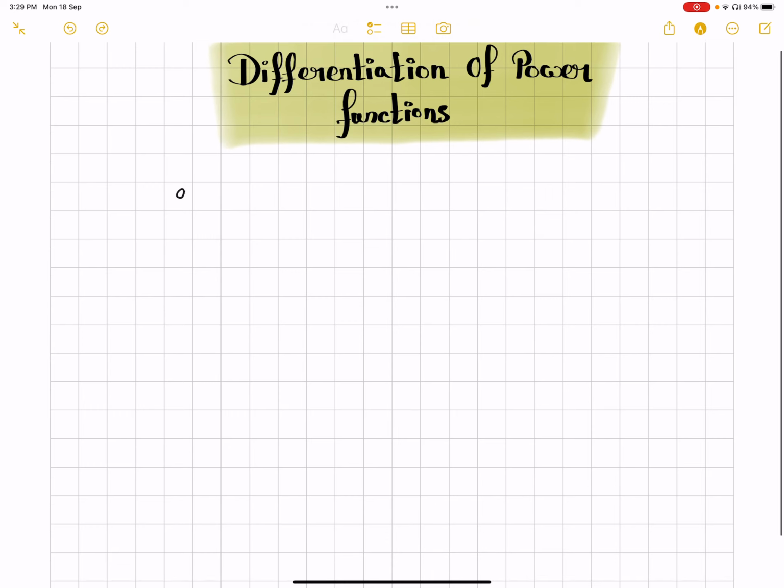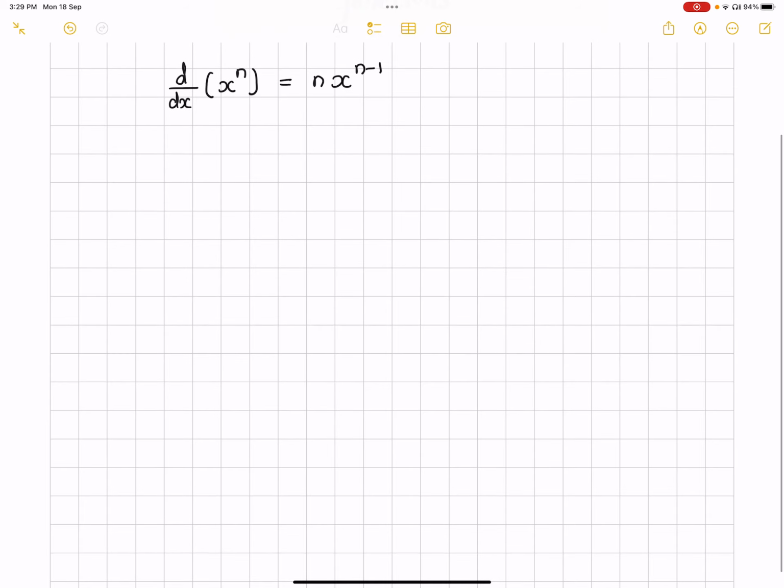So we have d by dx of x raised to some power n. In that case, when I differentiate, I would be getting n into x raised to the power n minus 1. So this is the formula which I would be using to do the problems. So let's have a check pertaining to it. Differentiate with respect to x.